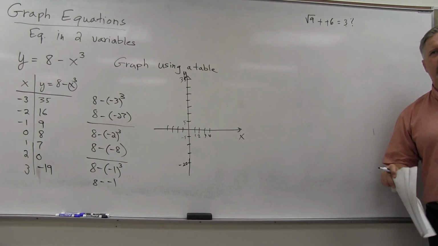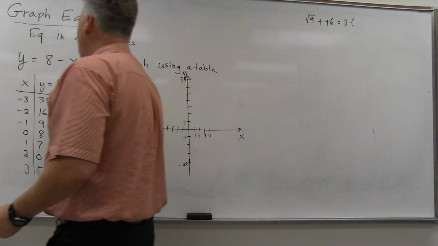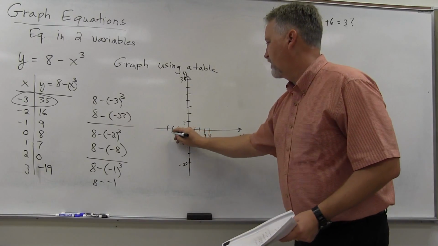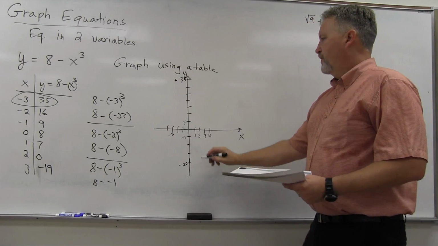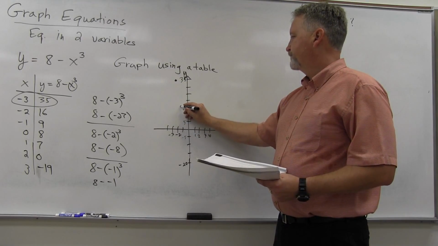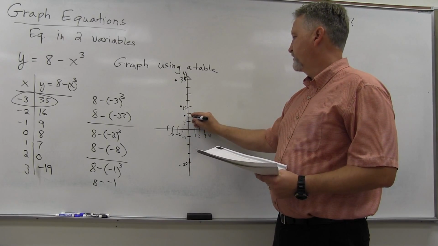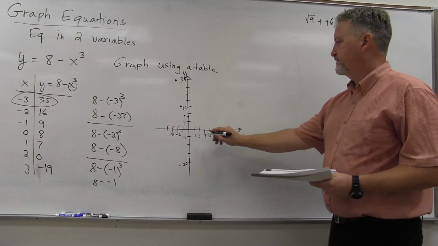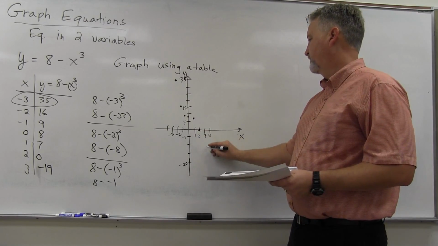All right. So we've got the Cartesian coordinate system set up there. These just give us points. This one's negative 3 for x, positive 35 for y, so we go to negative 3 in the x, and then 35 in the y, so it's up there. A negative 2 and 16, so 15's here, so 16. I'm going to say it's right about there. And negative 1, 9, right there. 0, 8, a little bit lower. 1, 7, pretty close there. And then 2, 0, and 3, negative 19.